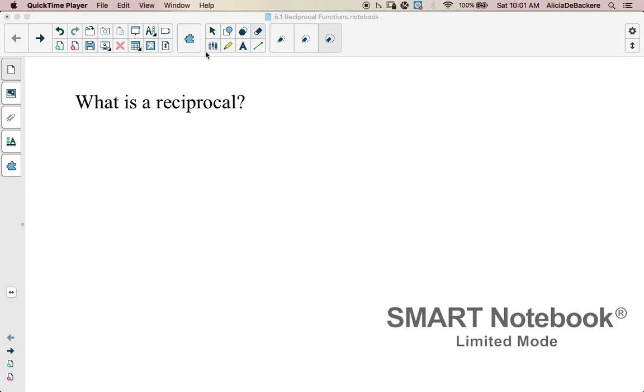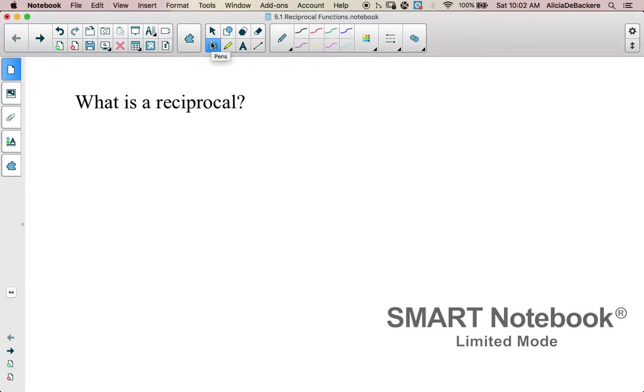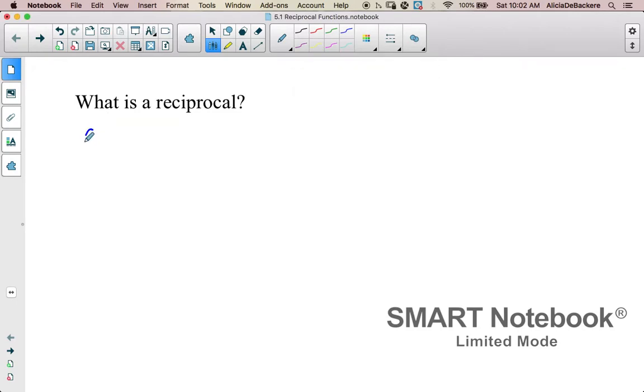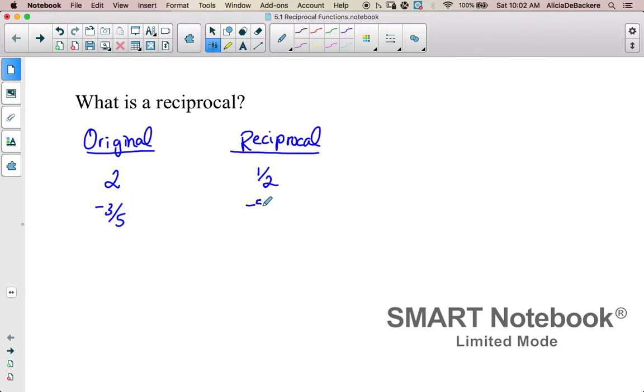So getting started on a reciprocal, we did look at reciprocals in grade 11 as well as in other topics like dividing fractions. First of all, to have a reciprocal, you have to have an original term. And then we can come up with the reciprocal. And most of the time we think of the reciprocal as the flip, which is not really a mathematical term. But we're going to take the original number 2, and the reciprocal will be 1/2. Or we could take the number -3/5, and the reciprocal would be -5/3.